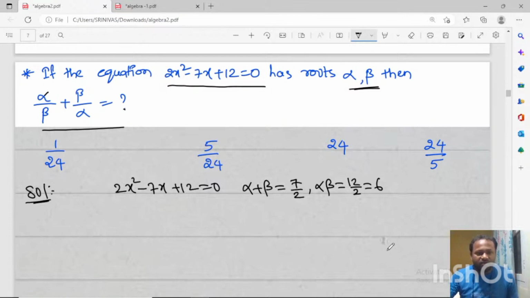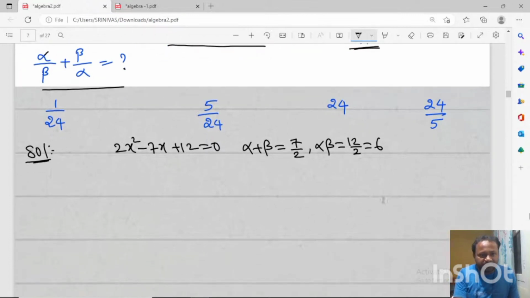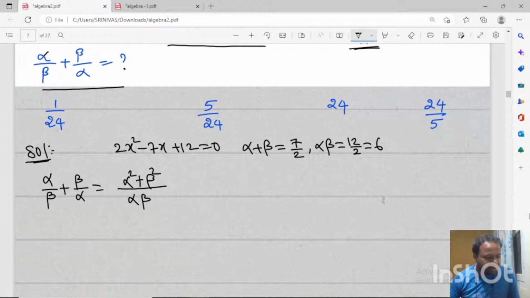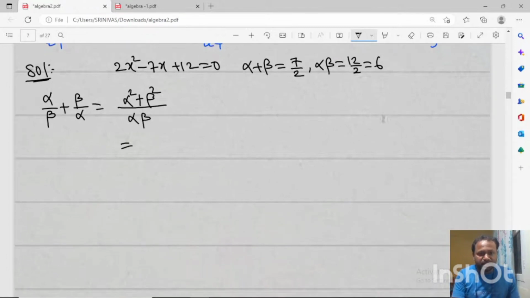After this, the question was asked: alpha divided by beta plus beta divided by alpha, find the value. How can we write it? Taking the LCM alpha beta, we get alpha square plus beta square. Next, I will write that as alpha plus beta whole square minus 2 alpha beta, divided by alpha beta.